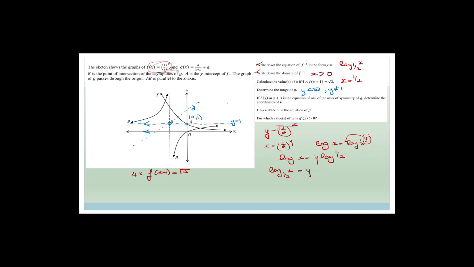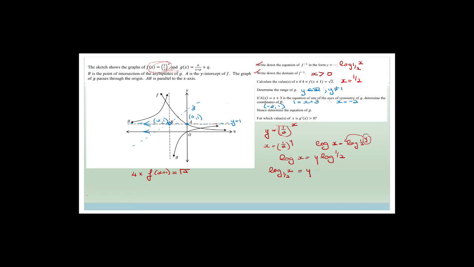It's 1. So do you agree we can say, well, 1 is equal to x plus 3. Therefore, x is going to equal minus 2. Therefore, the coordinates of B are minus 2, 1. Okay. So that point there is minus 2. Minus 2, 1. Okay, then it says, hence determine the equation of g.